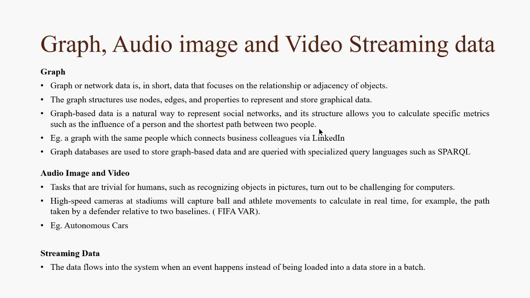Then graph-based or network data, in short, is data that focuses on the relationship or adjacency of objects. We saw an example called a social network, right? So how people get linked in, and another good example is LinkedIn. Graph-based data is a natural way to represent social networks, and its structure allows us to calculate specific metrics such as the influence of a person or the shortest path between two persons, a way of finding out people, right? So that is graph-based data.